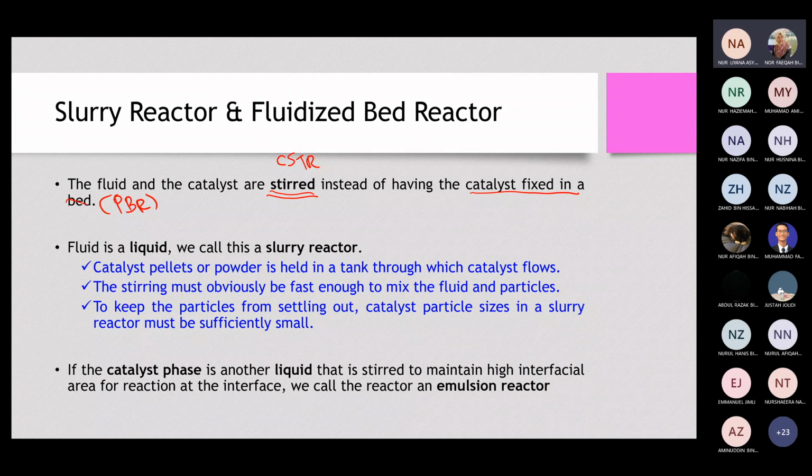Catalyst pellet or powder is held in a tank through which the fluid flows. The stirring must obviously be fast enough to mix the fluid and particles. To keep the particles from settling out, the catalyst particle size in a slurry reactor must be sufficiently small. So the concept of a slurry reactor is similar to a CSTR.